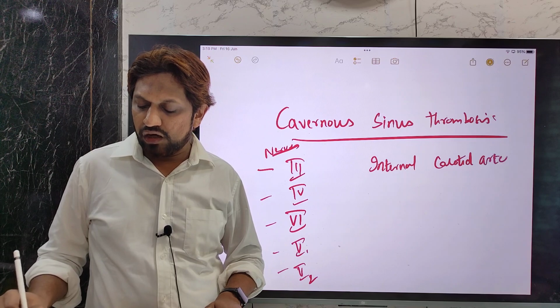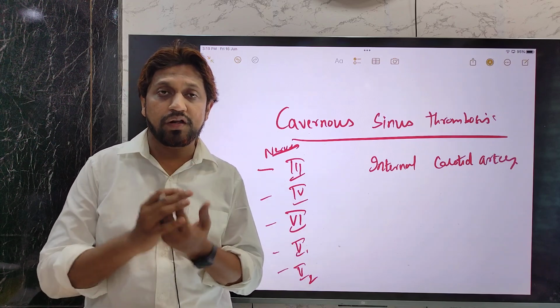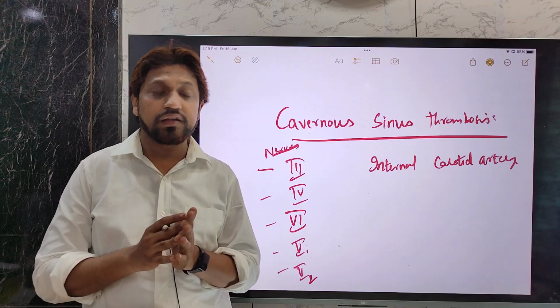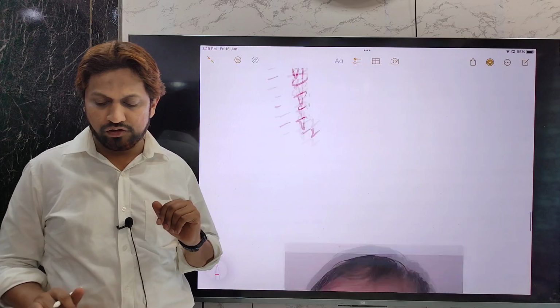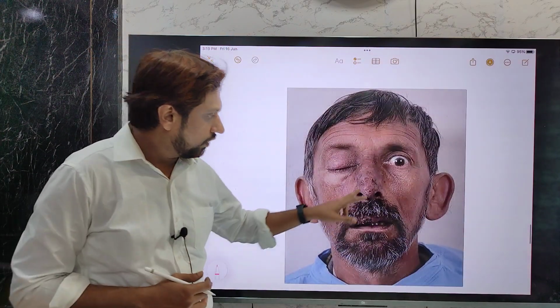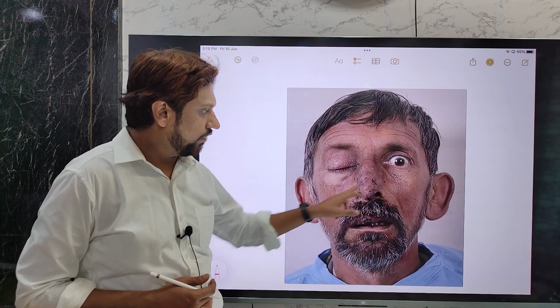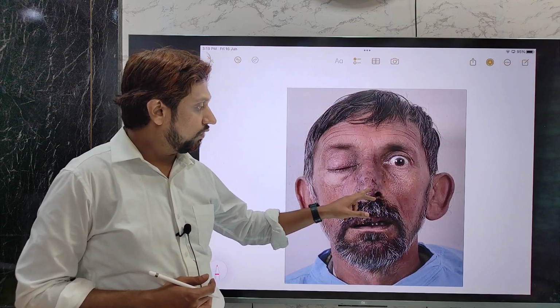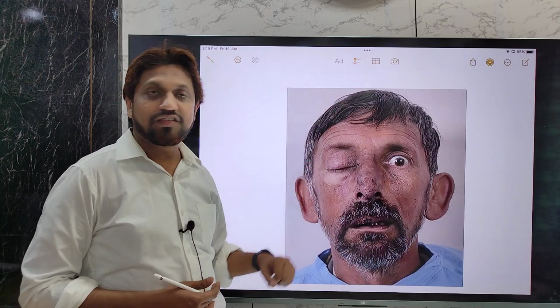So ultimately, if there is a cavernous sinus thrombosis, these important structures may get compressed, and there will be some defect in the function of these structures. So let me show you a case study. You can see there is cellulitis, an infection on this dangerous area of the face, that is on the nose. In this case you can see there is a ptosis, that is drooping of the upper eyelid of the right side.